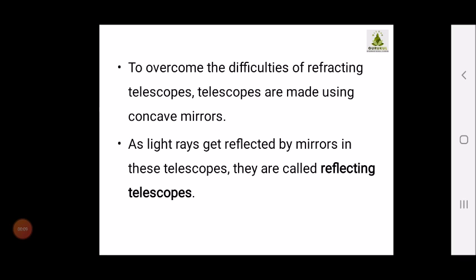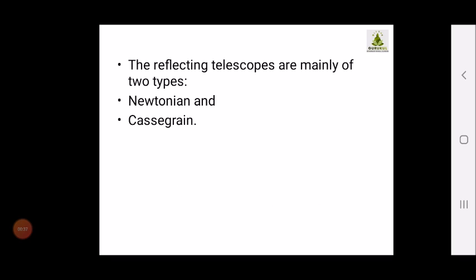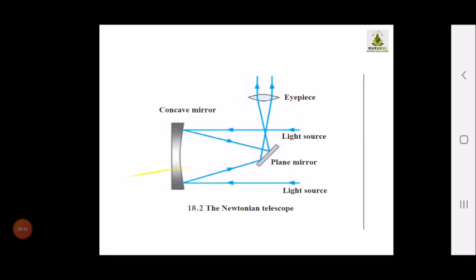Today we will be studying the reflecting telescopes. To overcome the difficulties of the refracting telescope, telescopes are made using concave mirrors. As the light rays get reflected by the mirrors in these telescopes, they are called reflecting telescopes. In order to get a bright image of a source, large mirrors are necessary so that they can collect a large amount of light from the source. But it is easier to make large mirrors than large lenses. The reflecting telescopes are mainly of two types, Newtonian and Cassegrain.